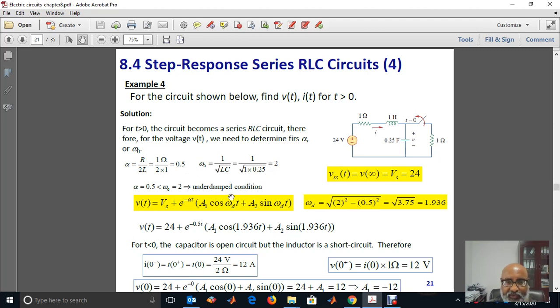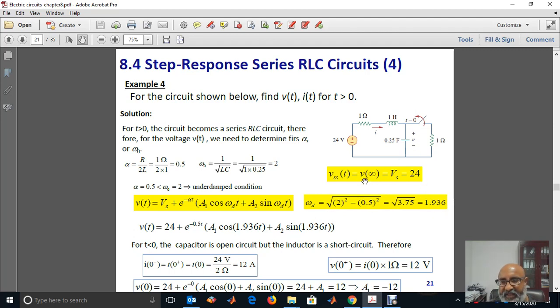Underdamped. So the voltage across the capacitor with time, V of t, is Vs, the steady state value, plus e to the power of minus alpha t, times A1 cos omega d t plus A2 sin omega d t. Omega d, where do we find it? From the square root of omega naught squared minus alpha squared, which is 1.936.